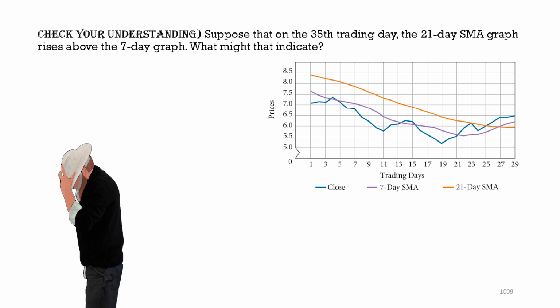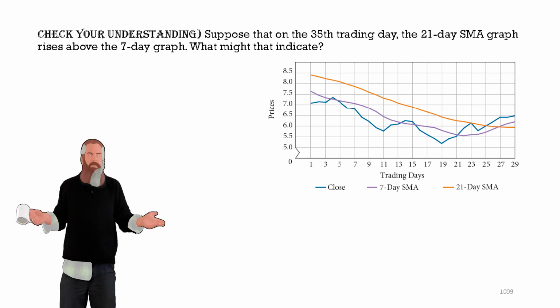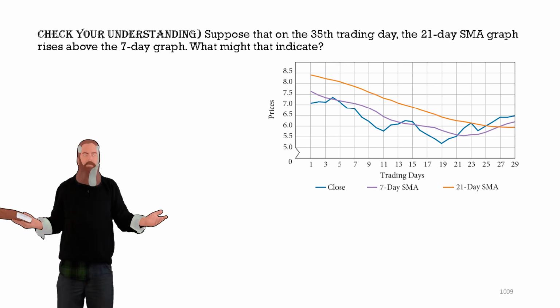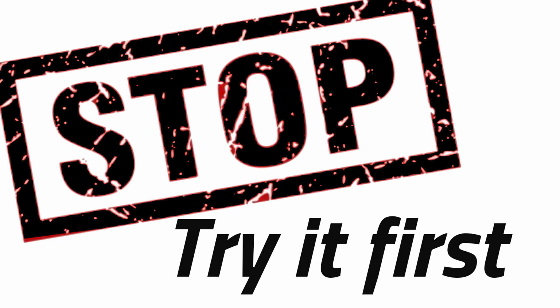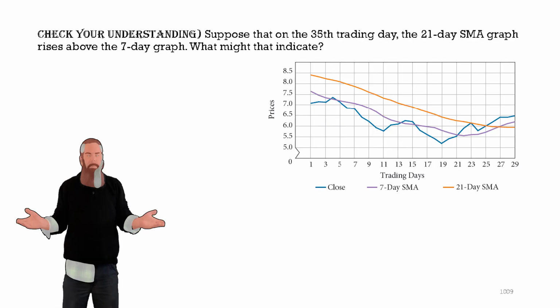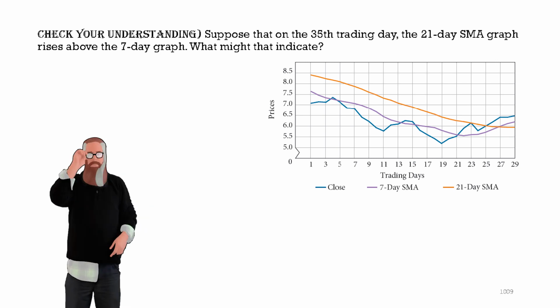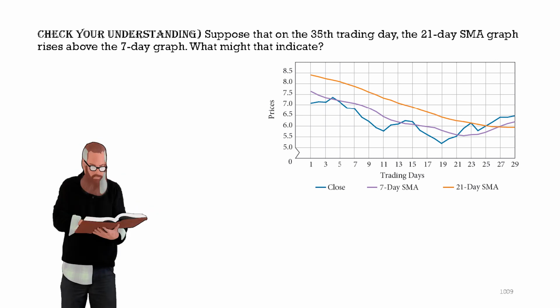Suppose that on the 35th trading day, the 21-day SMA graph rises above the 7-day graph. What might this indicate? It might be saying to sell. The slow-moving average has overtaken the fast-moving average graph, indicating a reversal in the trend. The investor might consider selling the stock.